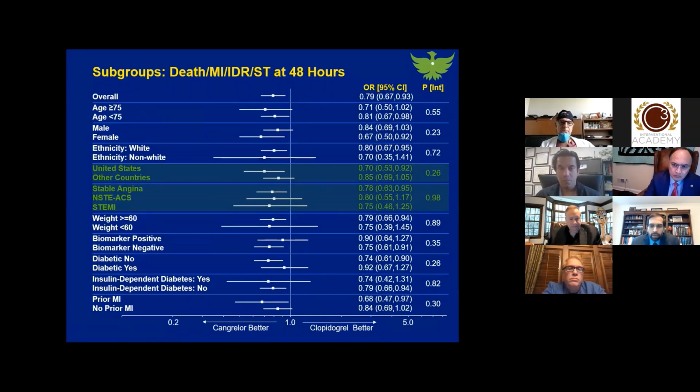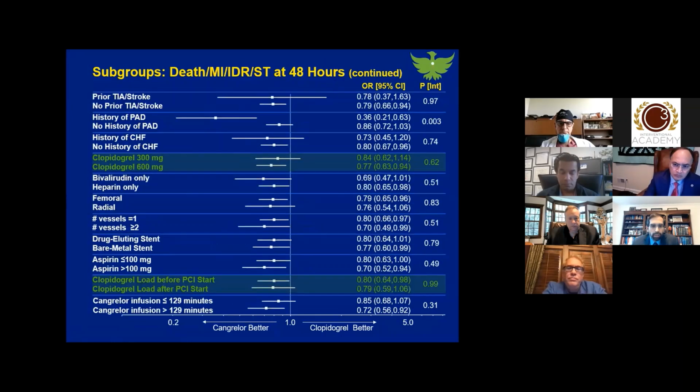For the sake of time, I'm not going to go through every subgroup other than to say all the important subgroups that were pre-specified and examined, the drug looked good versus the comparator arm. This included if one used a 300 milligram loading dose, as has been validated in the initial pivotal trials and initial labeling of clopidogrel, or if one uses the 600 milligram loading dose of clopidogrel. Also true whether the load was given before the start of PCI or after the start of PCI.